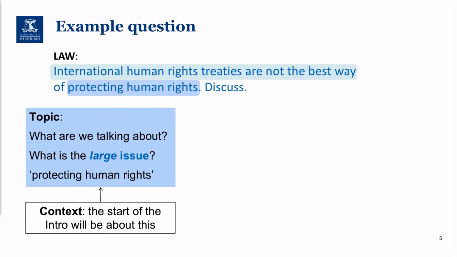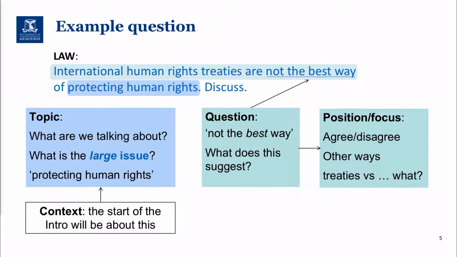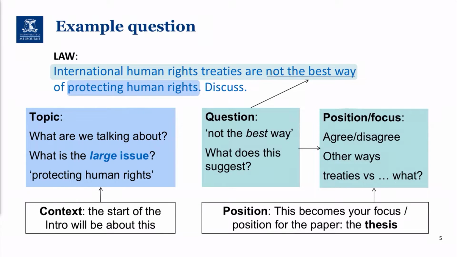Then we move on, and we can see that there's a question raised by the language used, not the best way. What does this suggest to you? It suggests that there's a position to be taken of agreement or disagreement, and maybe some idea that there could be other ways that we can protect human rights. So this becomes the focus position for the paper, the thesis.